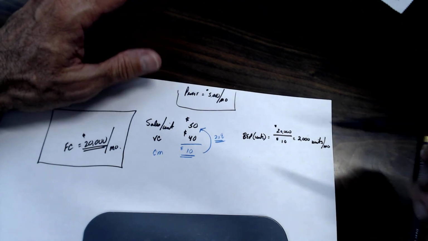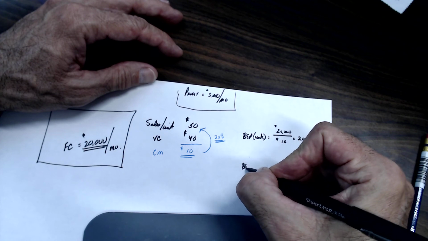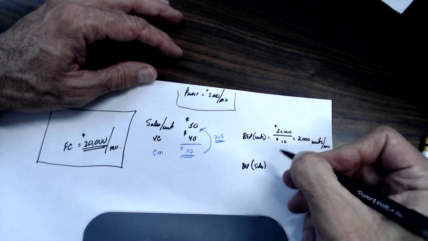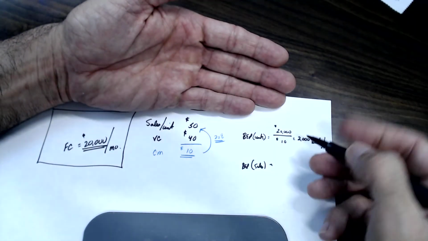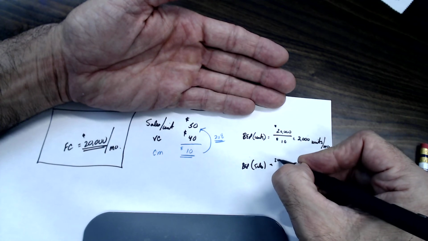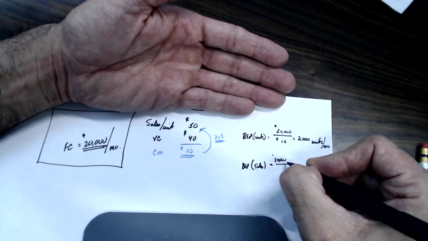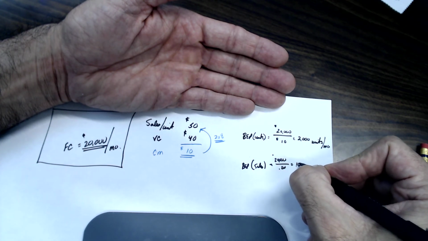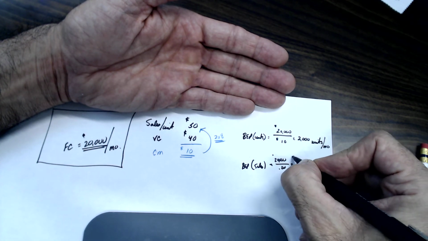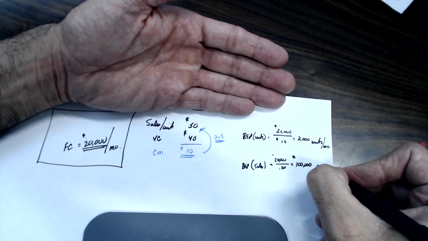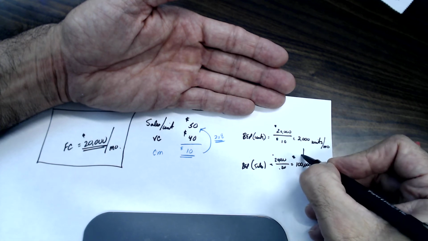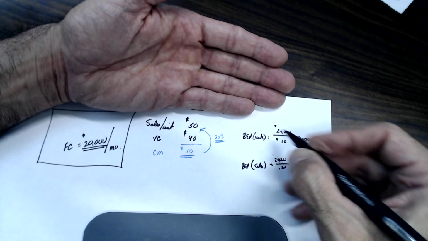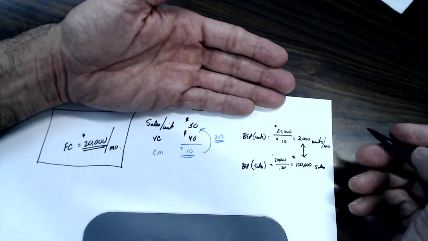Well, before I do that, let's calculate the break-even point in sales. It's the same thing, 20,000 divided by the percentage. That's $100,000 in sales, which is the same thing. It's 2,000 units at $50 per unit, $100,000 in sales.